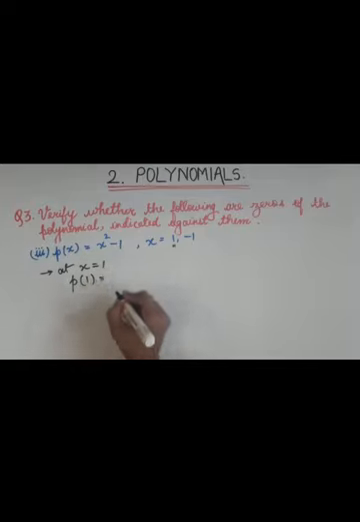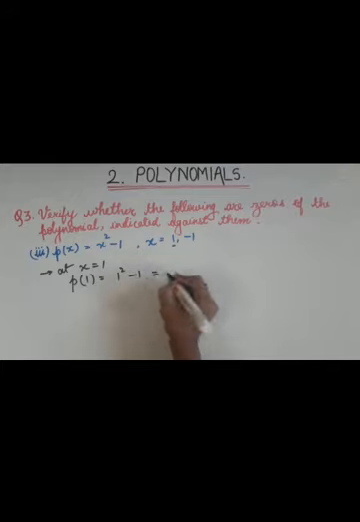So P of 1 will be equal to x square, that is 1 square minus 1. 1 square is 1 and 1 minus 1 is 0. So yes, x equal to 1 is a 0 for the given polynomial. Now check it for minus 1, same way.